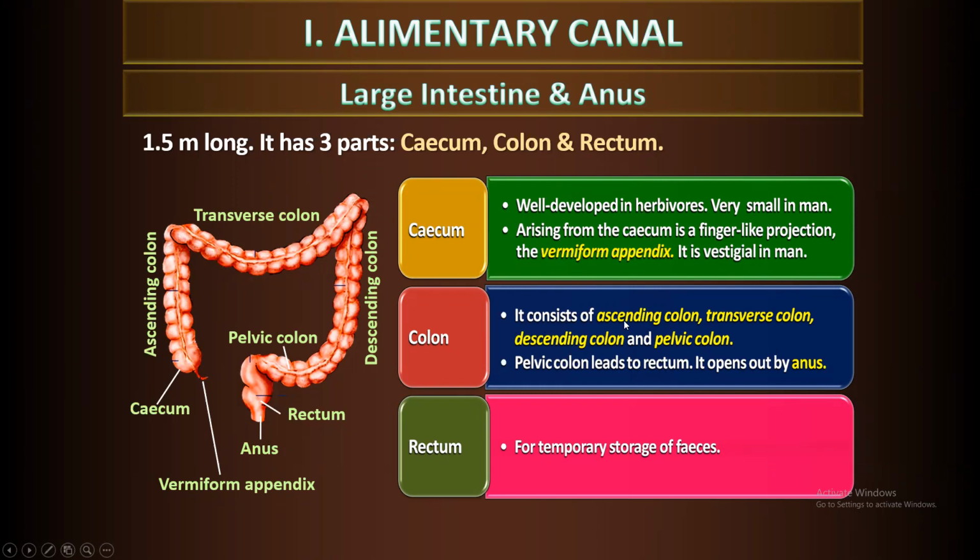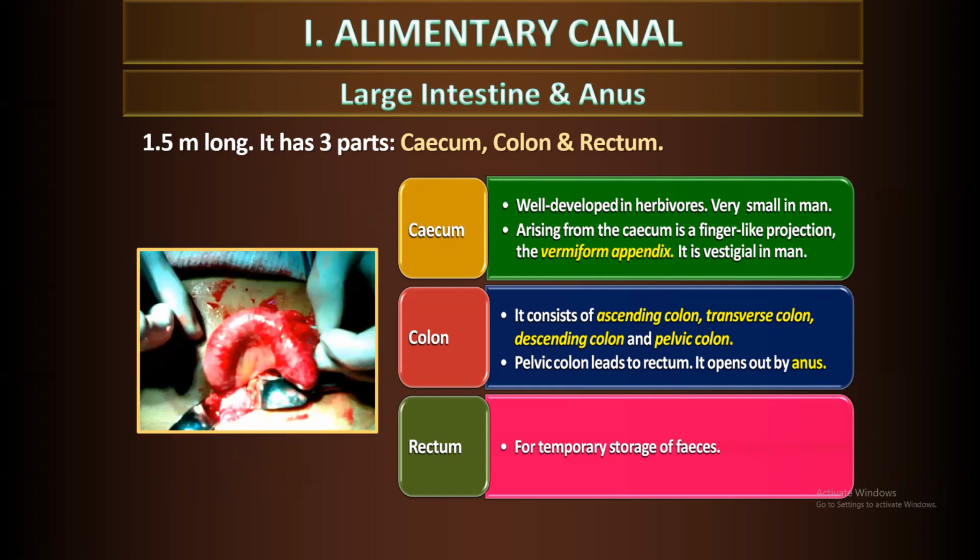It is followed by colon. Colon consists of ascending colon, transverse colon, descending colon, and pelvic colon. See the diagrammatic representation. The pelvic colon leads to the rectum and anus. It opens out by anus. The rectum is used to store metabolic waste temporarily. So what is the use of rectum? For temporary storage of metabolic waste.